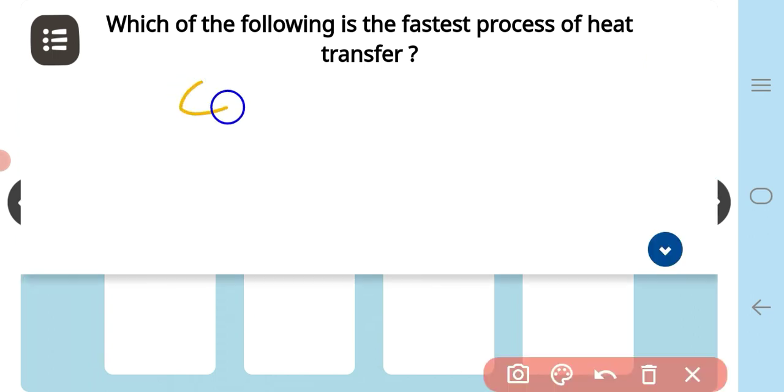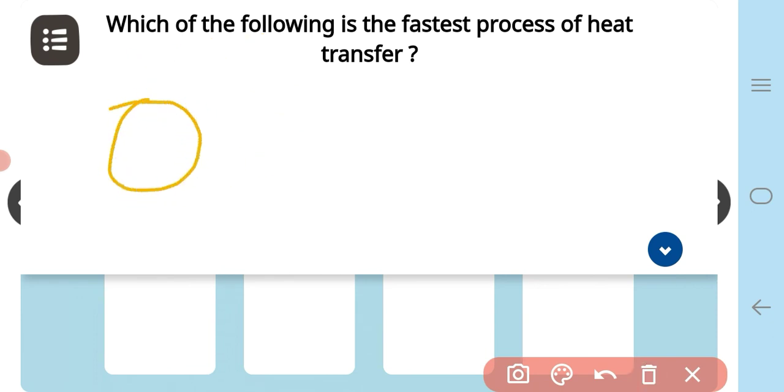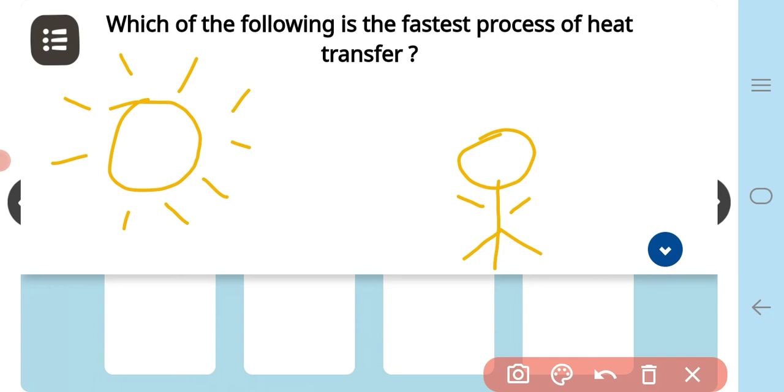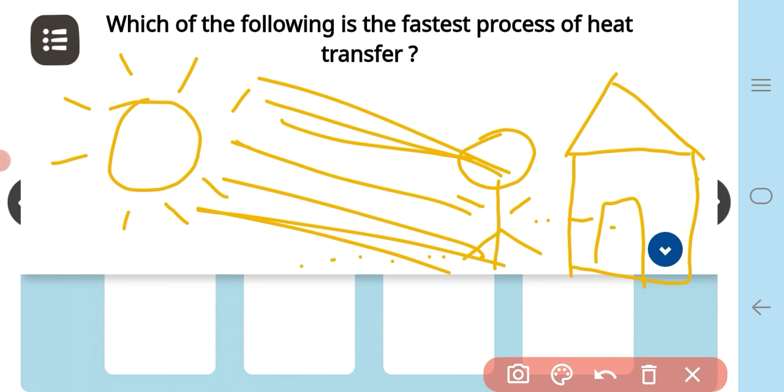Because whenever you see the sun, suppose there is a sun and there is a person. He was first in his house. When he came out and was going on, in just 1 second after he came out, he will get the heat of the sun on his body. So this is the very fastest way of heat transfer. That's why the answer is radiation.